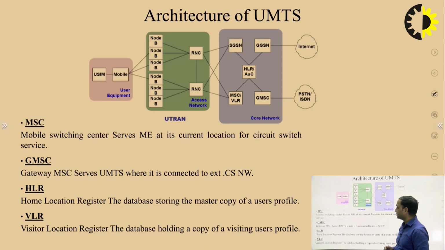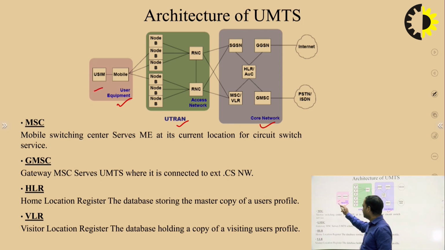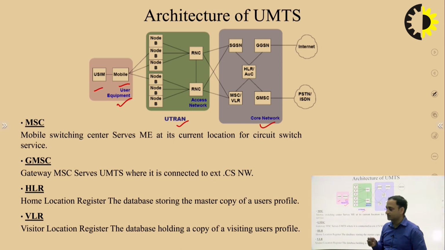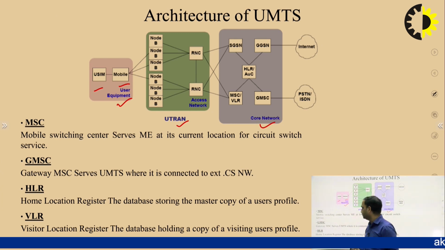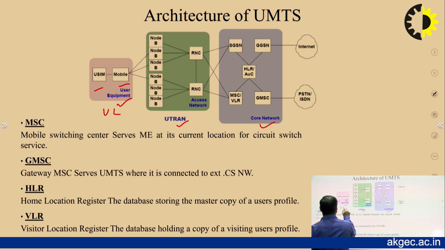So this is a complex architecture of UMTS which comprises the basic three parts. The first one is the user equipment, the second one is the UTRAN, and the third one is the core network. In that, user equipment is comprised of the user SIM and the mobile phone. So as we have the mobile phone, in that mobile phone we have the SIM. This complete mobile phone we call, in UMTS, the user equipment, UE. Okay, so this is the UE.